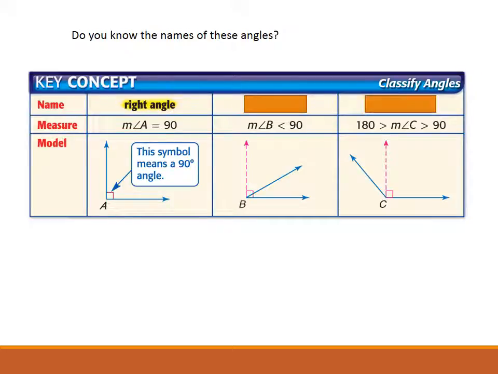The second one, notice the dotted line tells me that it would be a 90-degree angle, but the blue ray is underneath that 90, so it's less than 90. What's its name? Acute angle. The third one, notice where the 90 degree is. It's bigger than that one, but it's not quite a straight line, so it's between 180 and 90. It's an obtuse angle.